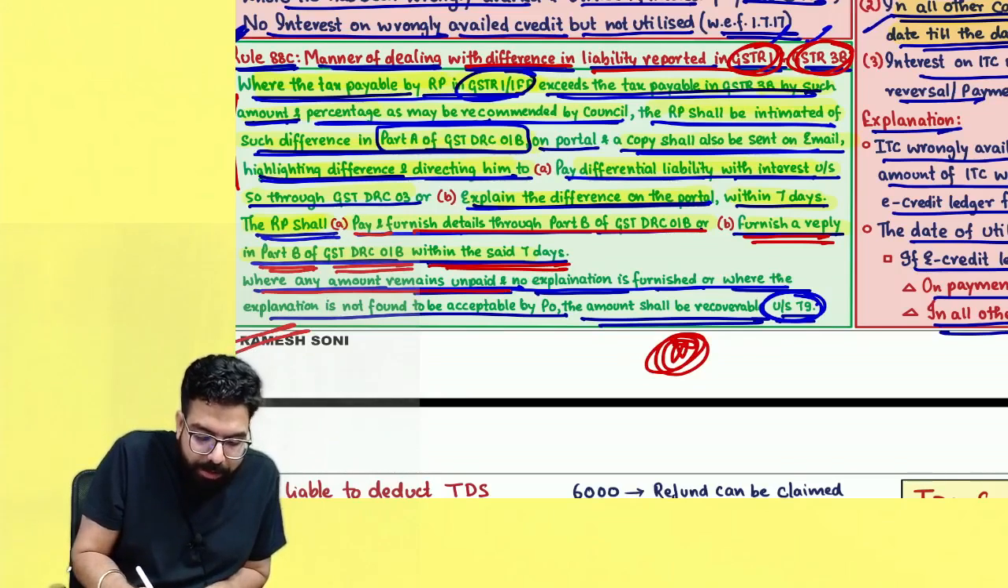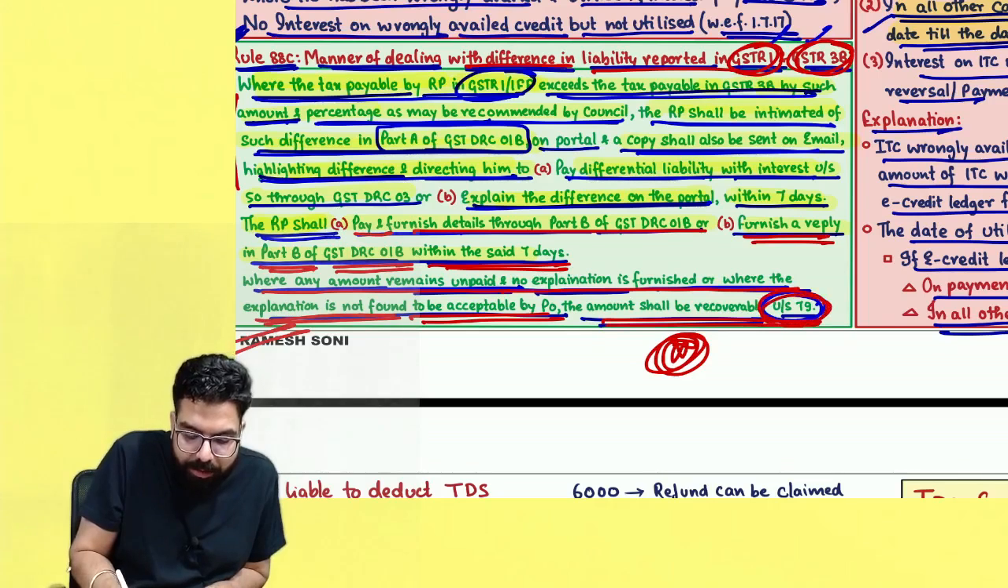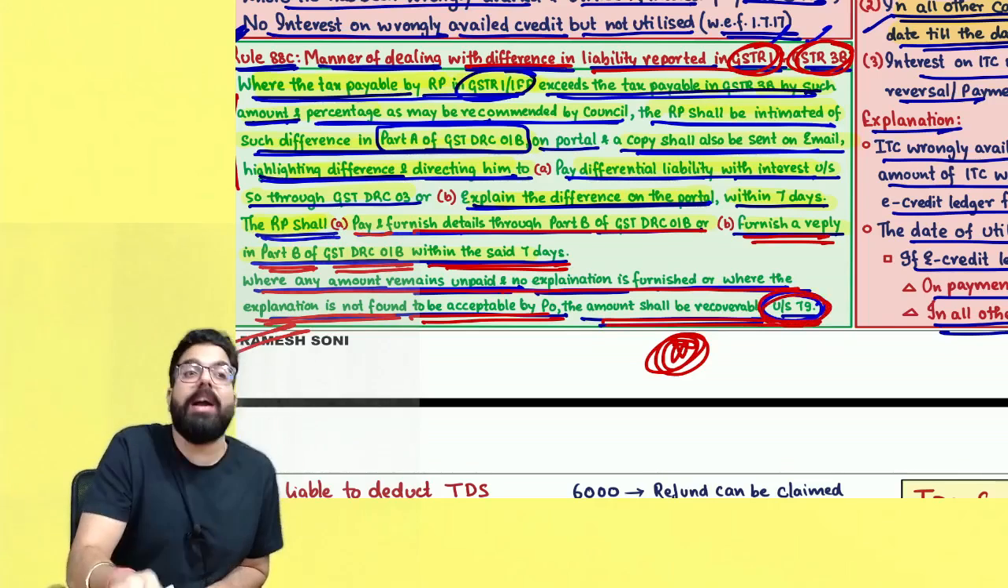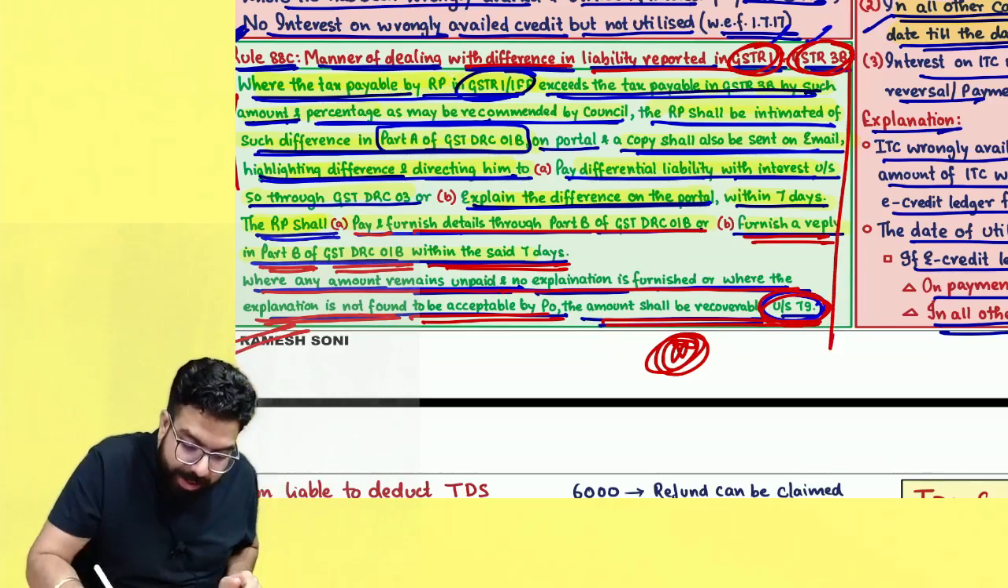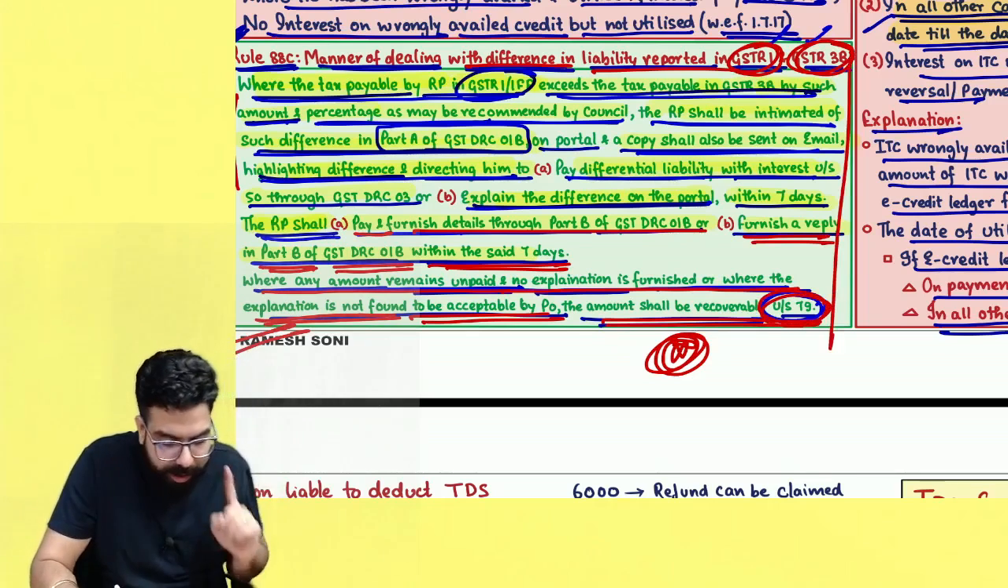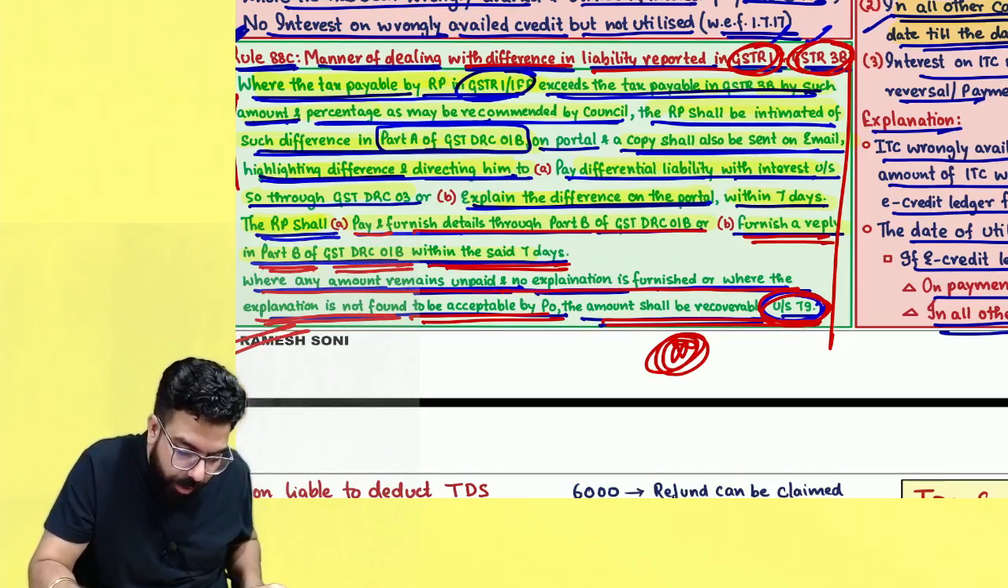Sir, where the amount remains unpaid and no explanation is furnished, or where the explanation is not found to be acceptable, the amount shall be recoverable under section number 79. Now the recovery will start. They will not give you a demand order, they will start recovery. So this 88C has to be linked with the demand and recovery chapter also.